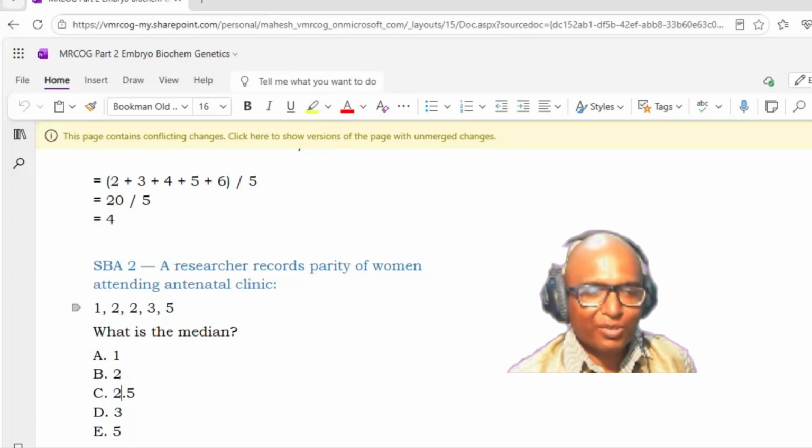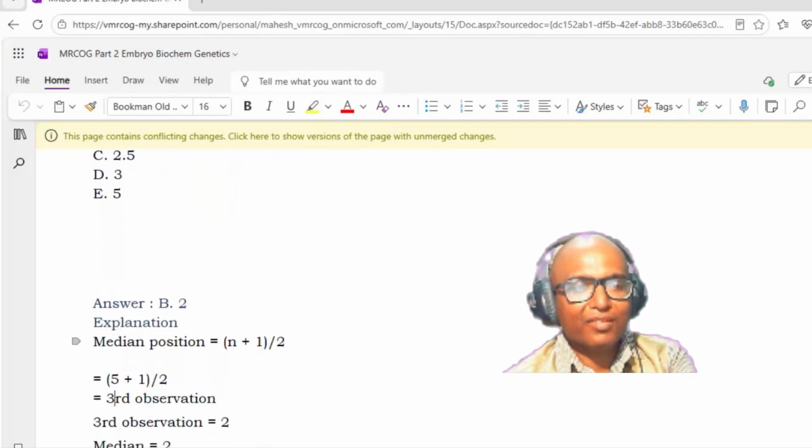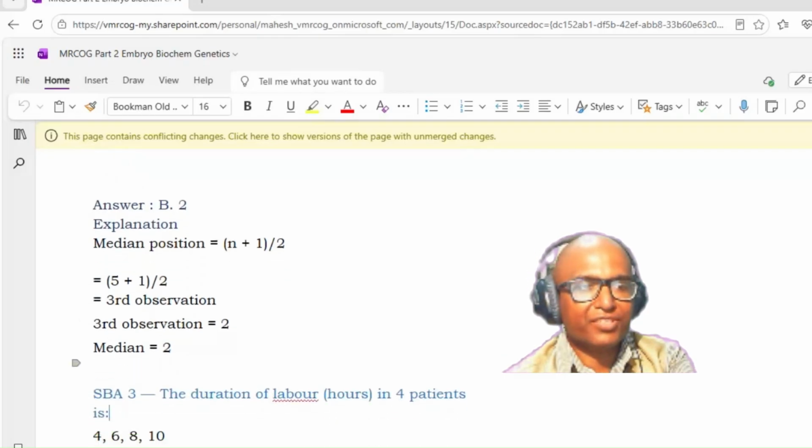So 2 on this side, 2 on this side, the middle becomes the median, provided your data is arranged in order. Arranging the data in order is the most important thing. So here the median is going to be 2. That is the middle position. The formula is n plus 1 divided by 2, the third observation.